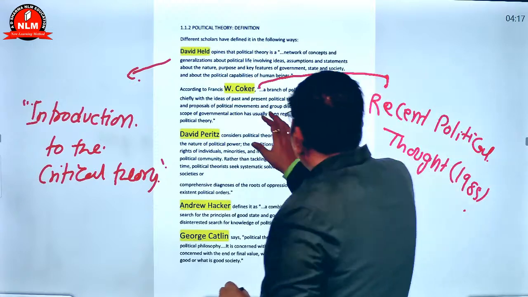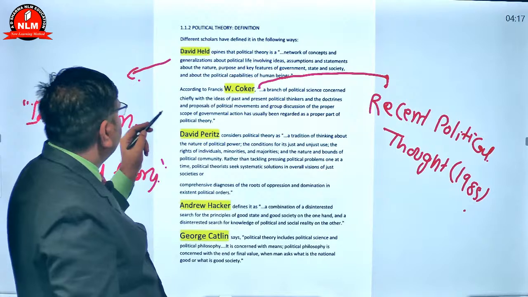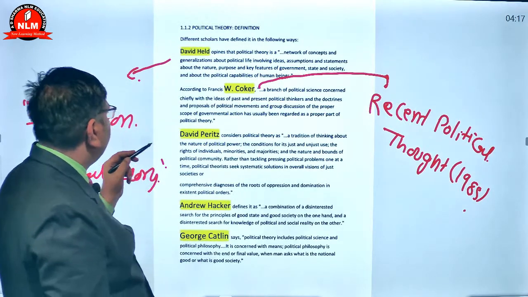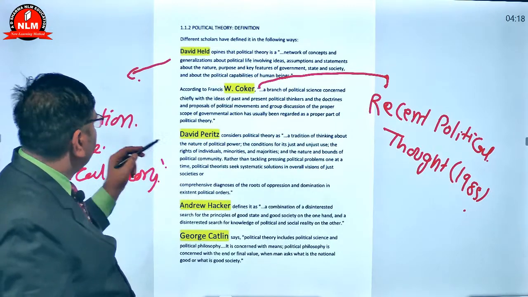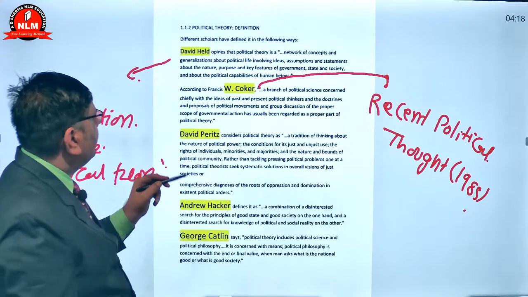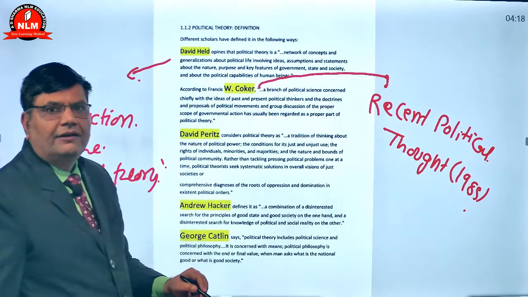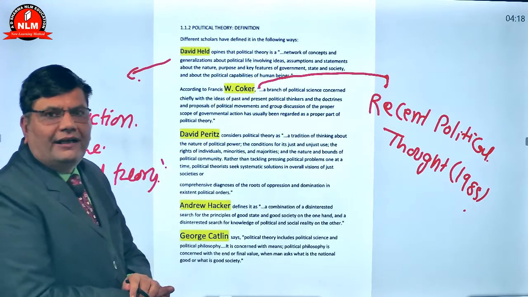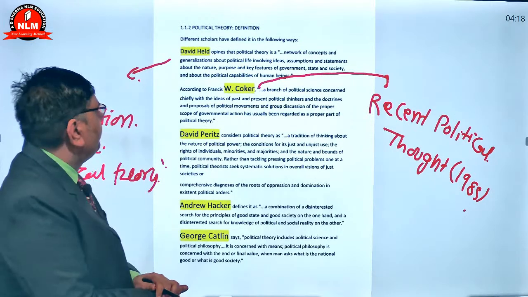He defined political theory as a branch of political science concerned chiefly with the ideas of past and present political thinkers and the doctrines and proposals of political movements and groups. Discussion of the proper scope of governmental action has usually been regarded as a proper part of political theory. It means W. Coker also accepts that both fact and value are an important part of political theory.